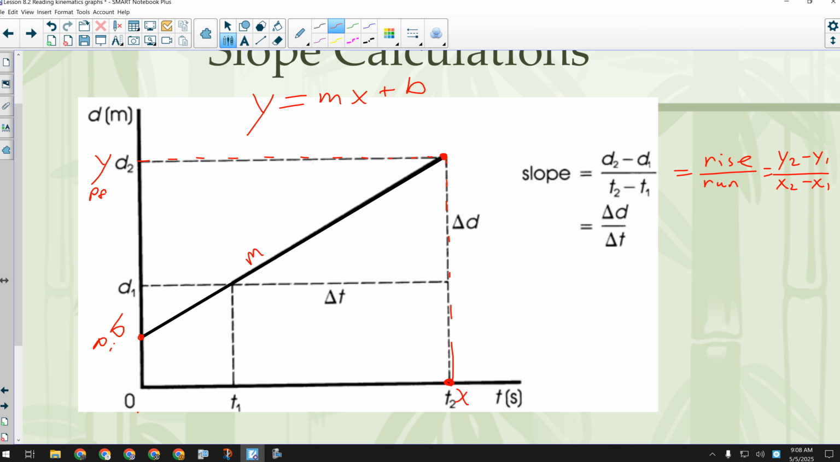This formula can also calculate slope, because that's m. How would I manipulate this equation if I wanted to get m by itself? Subtract b, yeah. So we'll start like this, y equals m times x plus b. I would subtract b over to the other side. So y minus b now equals m times x. How do I get m by itself? Divide by x.